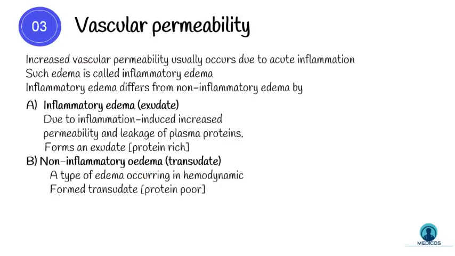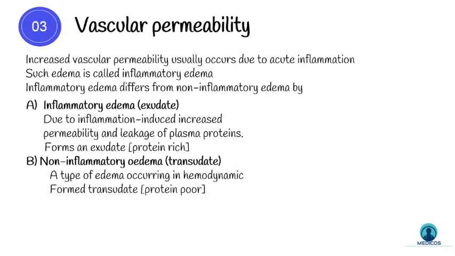When it comes to the third factor, we find vascular permeability. Increased vascular permeability usually occurs due to acute inflammation. In inflammation, chemical mediators are produced, and some of these mediators cause increased vascular permeability, which leads to loss of fluid and high molecular weight plasma proteins into the interstitium, and such edema is called inflammatory edema, or exudate.